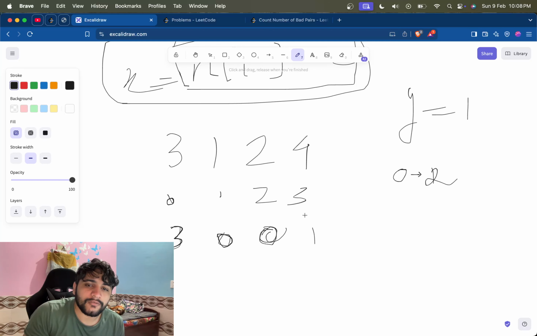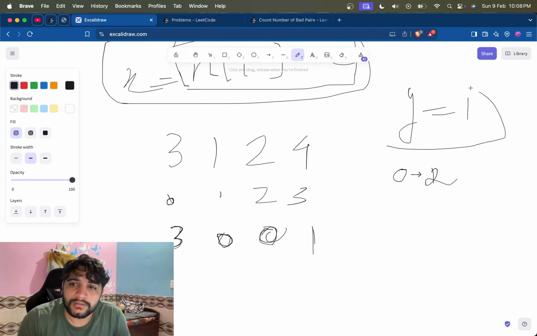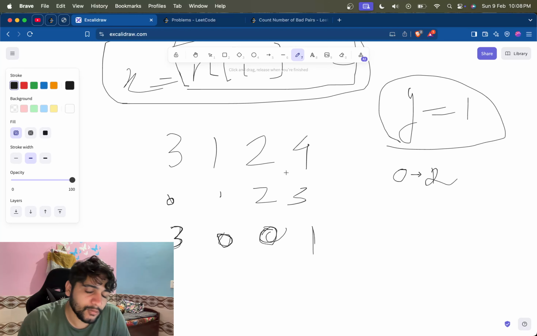Okay, now we go for 1. 1 is nowhere to be found in the map earlier. So number of good pairs is 1 and number of total pairs is 4 into 3 by 2, which means 6 are the total pairs where 1 is good, so number of bad pairs are 5.